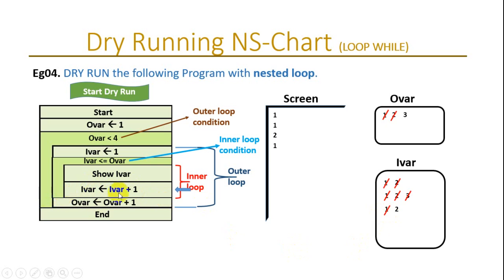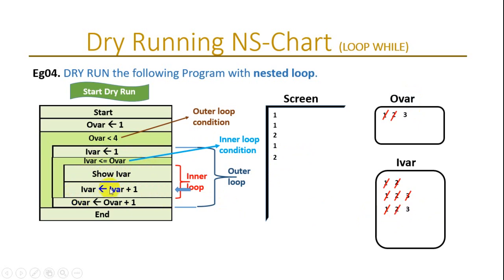Then we are in the last line of the inner loop, so again you go back to the beginning of the inner loop. Check, is IVR less or equal, yes, IVR is 2, OVR is 3, so it's less or equal, true, so you go again to show IVR, IVR is now 2, so when you say show IVR, 2 is going to come here. Then you go to the next line which says increment IVR by 1, IVR plus 1, IVR is 2, 2 plus 1 is 3, right back to IVR, so IVR becomes 3.